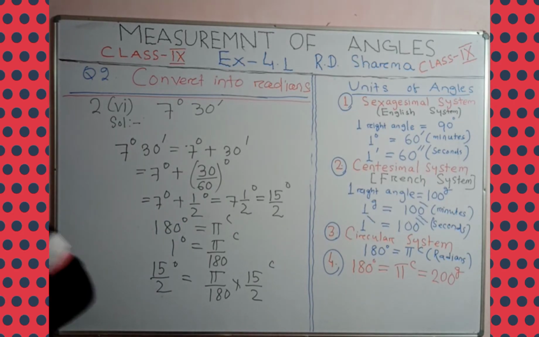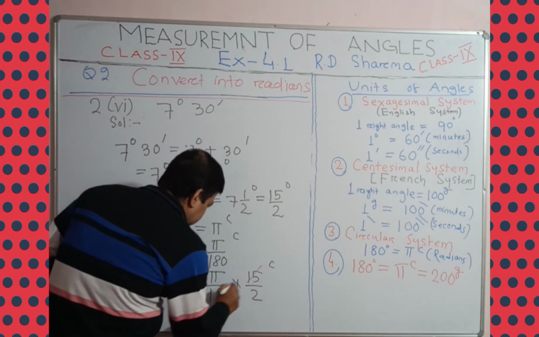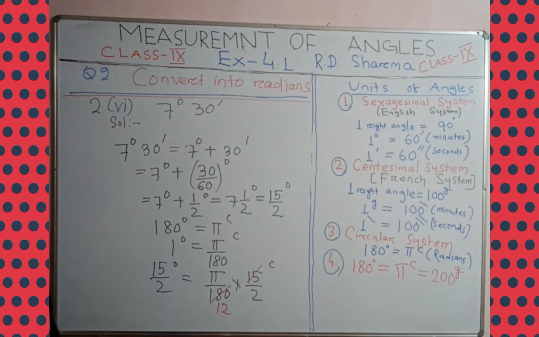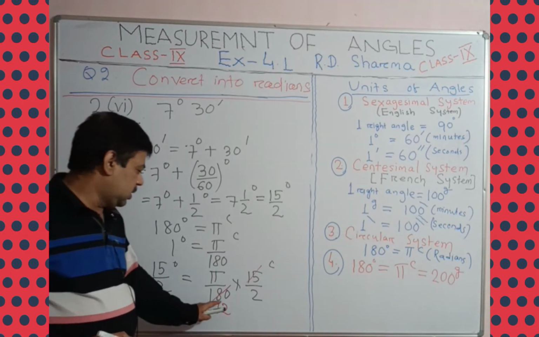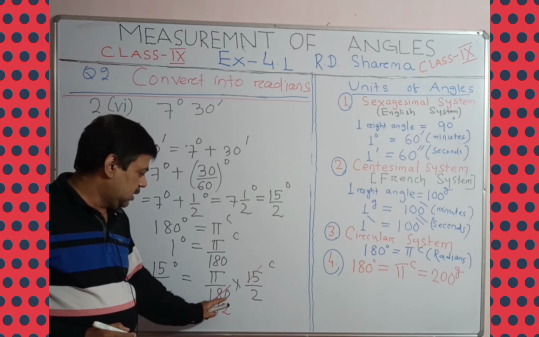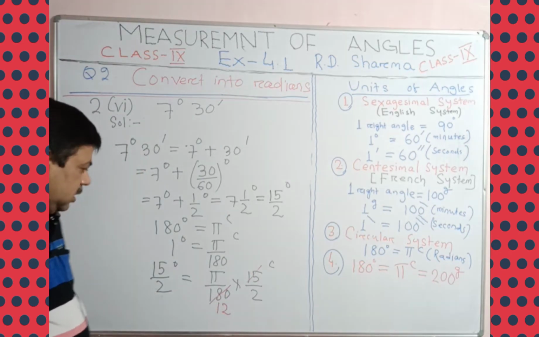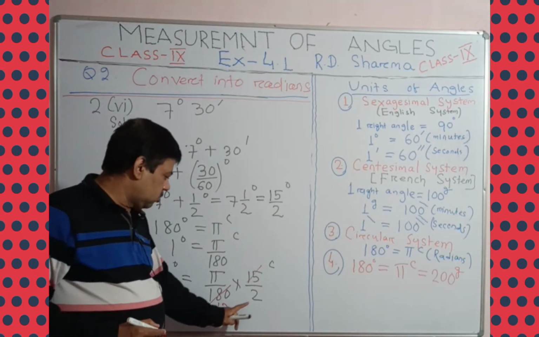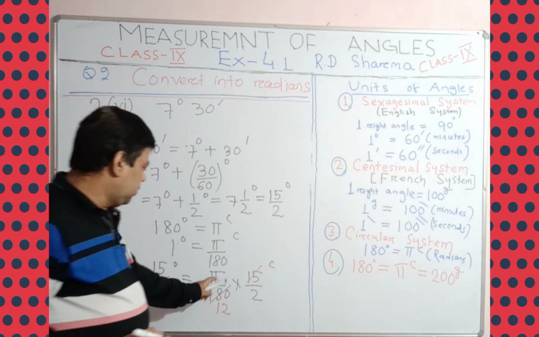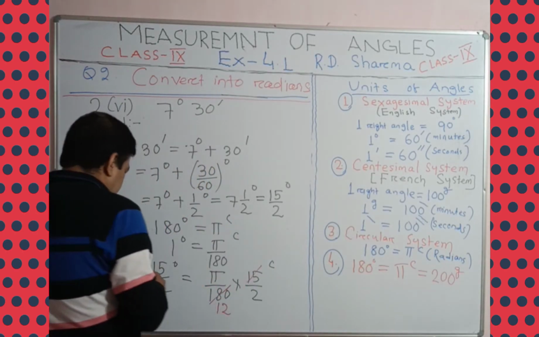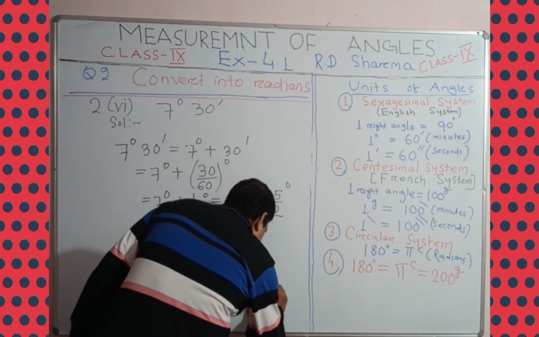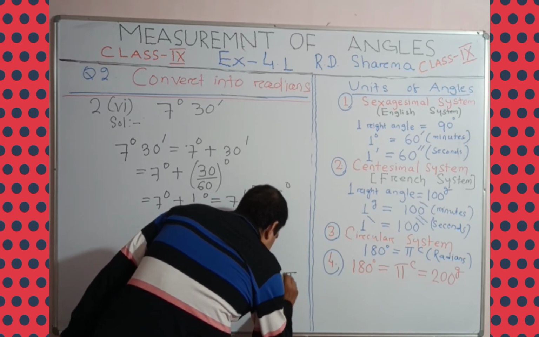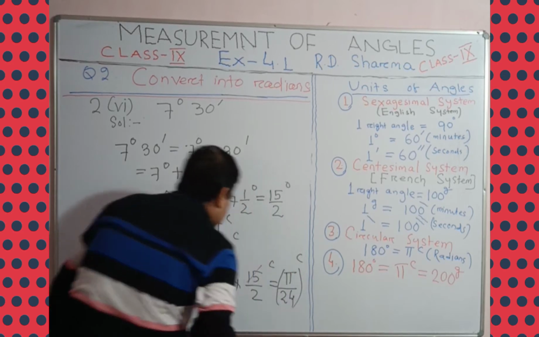We can cancel 15 directly. 15 ones are 15. 3, 15 twos are 30. 15 ones are 15, 3, 18 minus 15, 3, 30. So it will be 12. Here 12, here 2, 12 twos are 24. So here will be pi upon 24 radian. Yes or no?